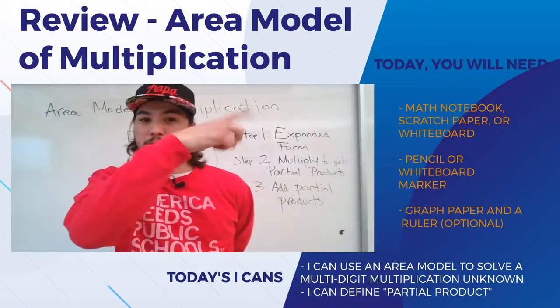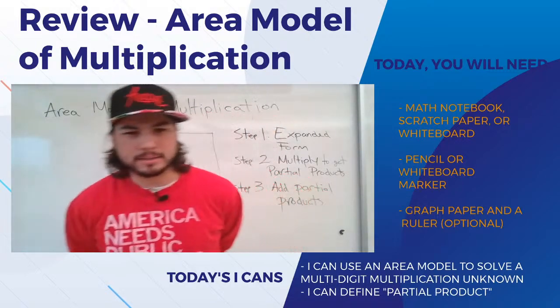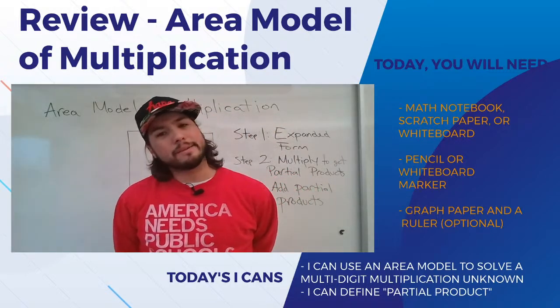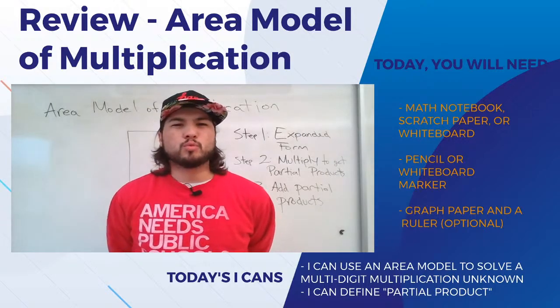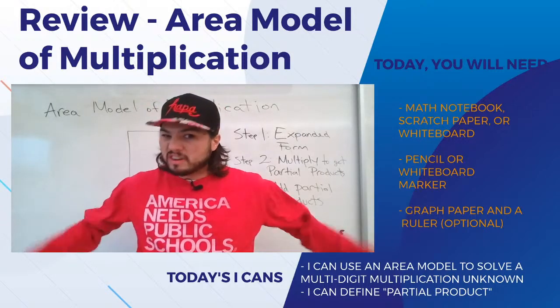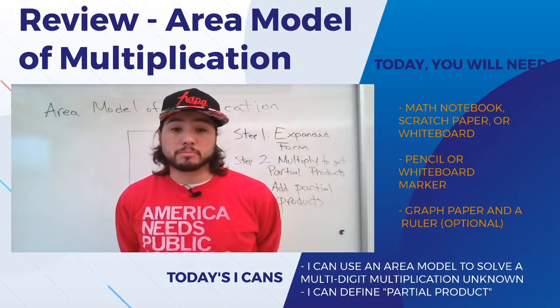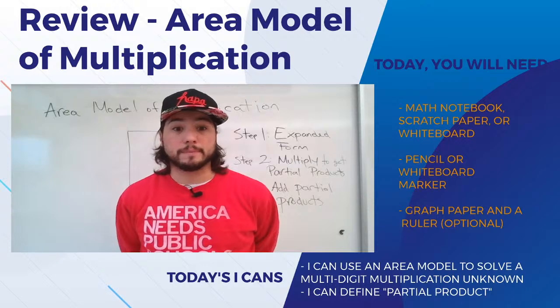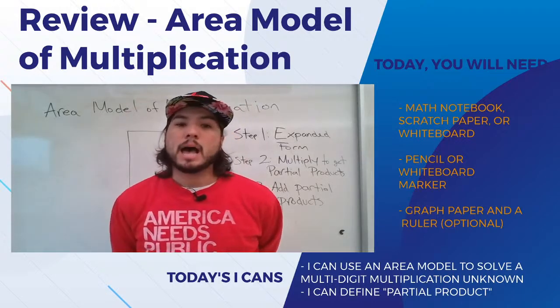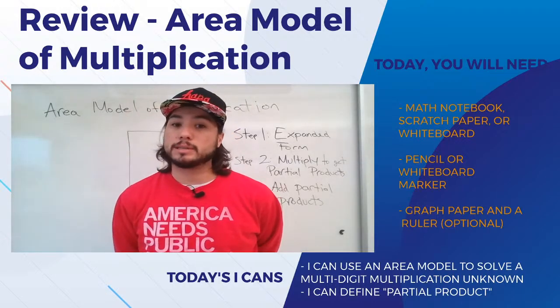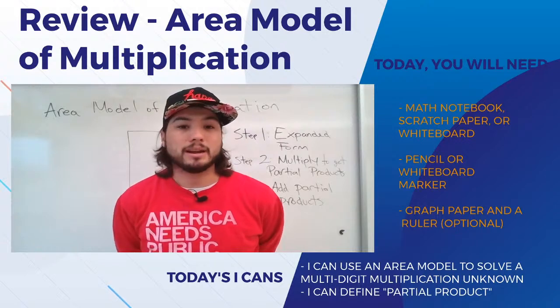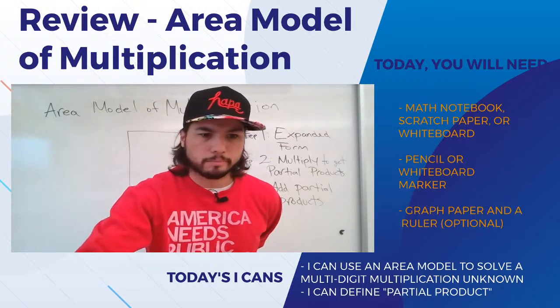Here's what you're going to need. Something to write on, something to write with. Graph paper and a ruler. I left it up there. Some people really like having very neat and orderly area models, so if you want to do it on graph paper and practice it on graph paper today, I'd recommend it. And then down here are our I cans. I can use an area model to solve a multi-digit multiplication unknown, and I can define partial product.